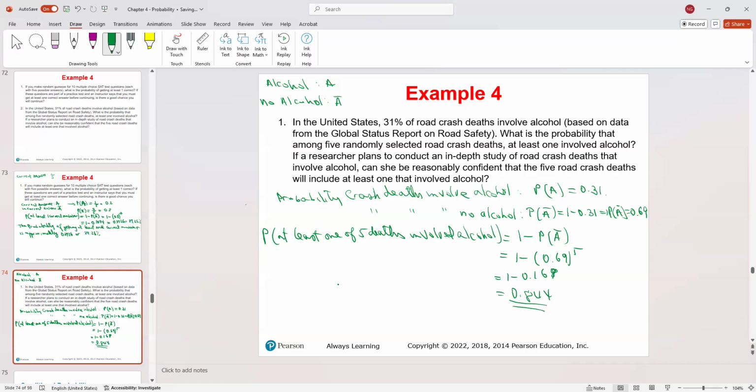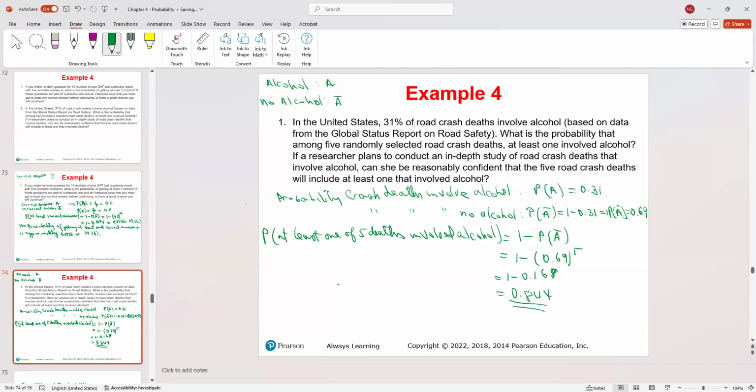So, the question says if a researcher plans to conduct an in-depth study of road crash deaths that involve alcohol, can she be reasonably confident that the five road crash deaths will include at least one that involves alcohol? 84%. 84% of the time, right?